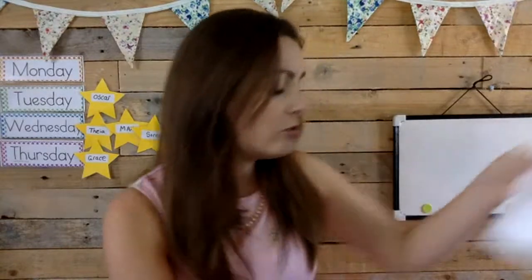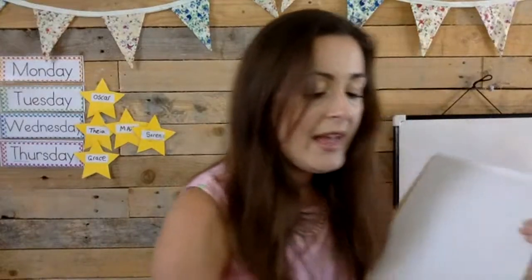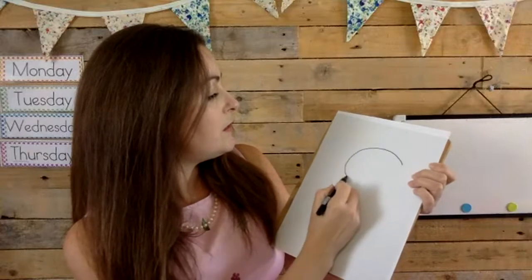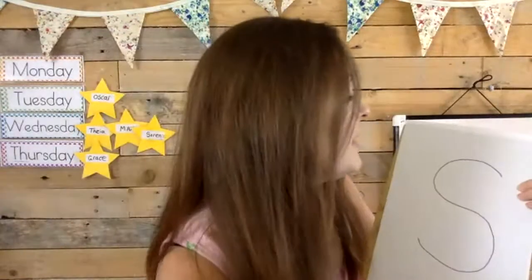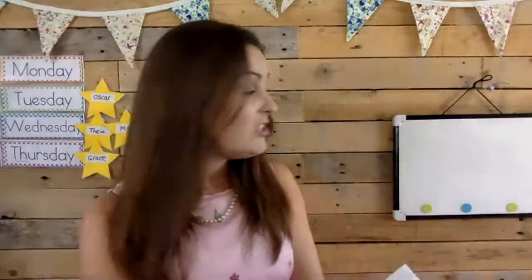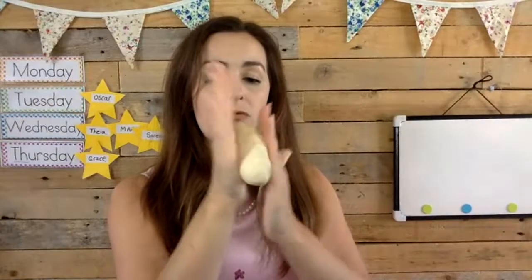Okay, so I'm going to grab my bit of paper and I'm going to draw a big S, just like that. So that's my S, and that's going to be the shape of my snake, just like the one that we always look at on our cards. So once I've done that, I'm going to grab my ball of dough and I'm going to start to roll it between my two hands and make a kind of sausage shape.